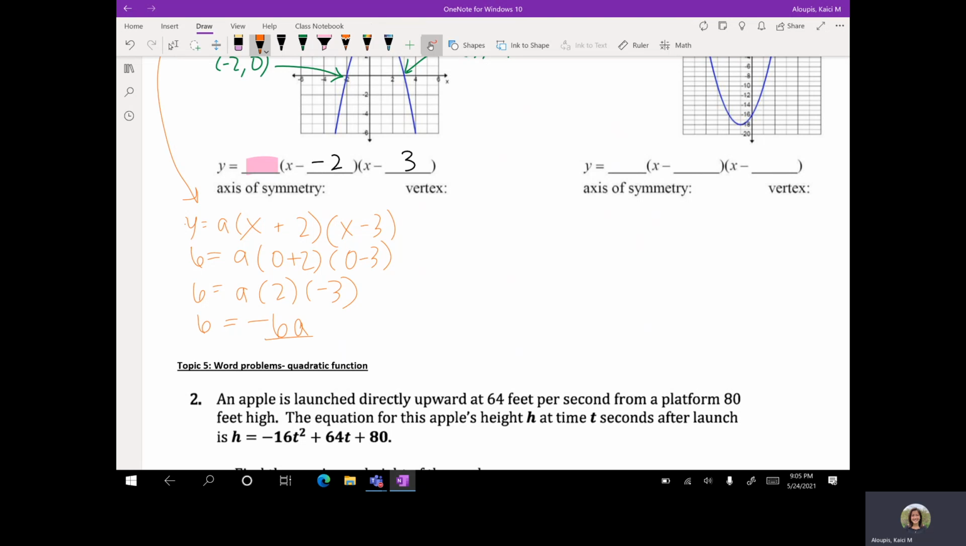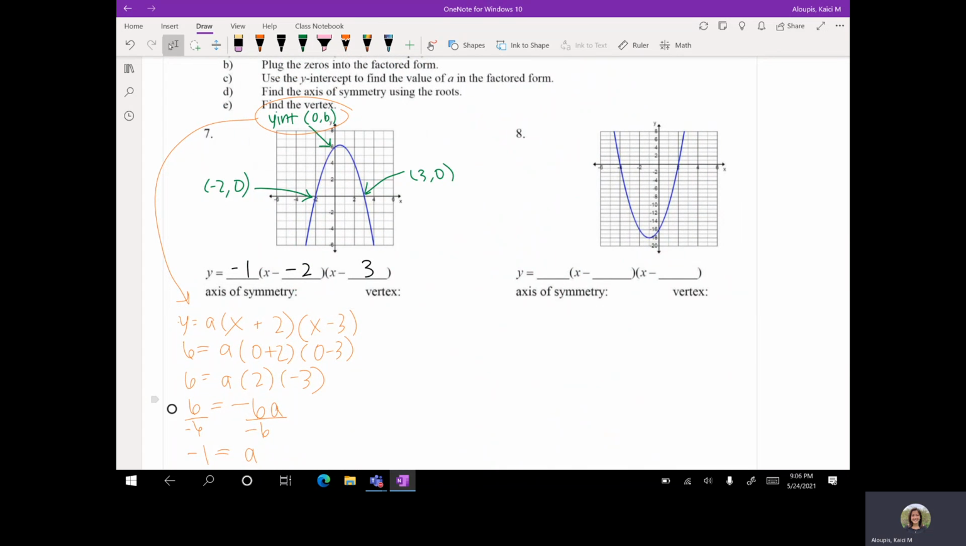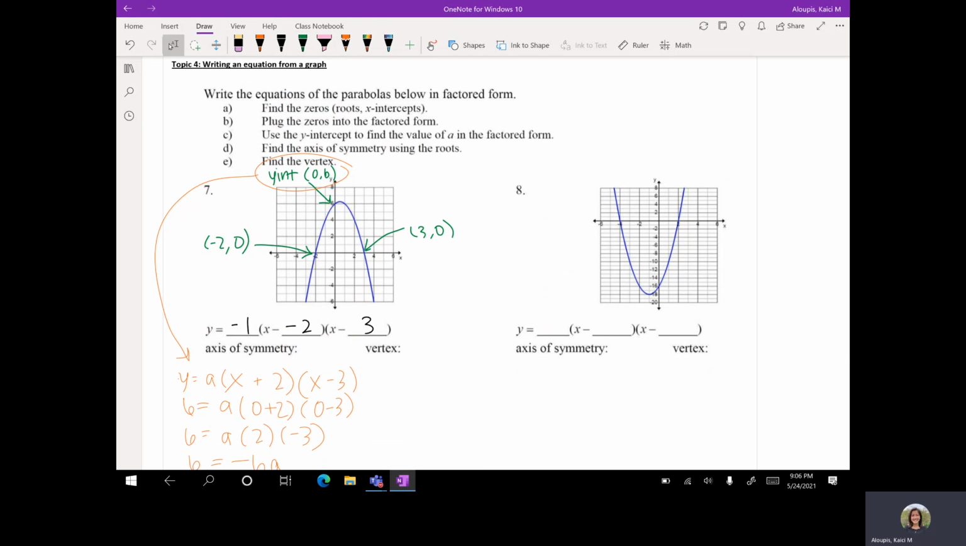So that means we're going to divide both sides by 6. Oh, no, sorry. Divide both sides by negative 6, because we want A to be totally isolated, with no negative in front of it. 6 divided by negative 6 is negative 1, and negative 6 over negative 6 is 1. So now we have A is equal to negative 1, and that's what I'm going to plug in here. We also knew that A was going to be negative because we have a graph that's opening downward.